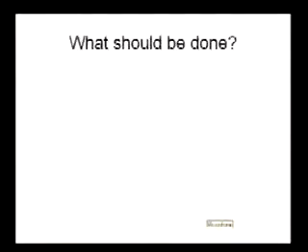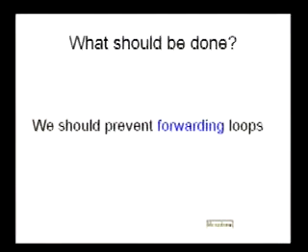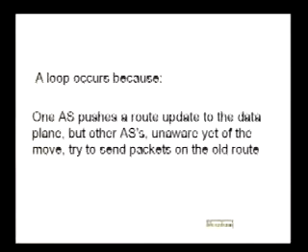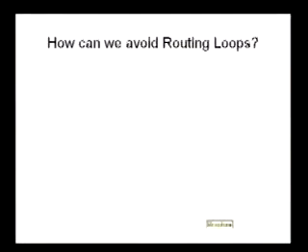So, what can we do about this? Clearly, the answer is we prevent forwarding loops. Okay, duh. So, how do we actually prevent forwarding loops? Let's look a little more closely at what causes these. A loop occurs because one AS pushes a route up to the data plane, but other ASs, not yet aware of that move, try to send packets as if the packets are being routed on the old route. Let's look at that in the example that we saw.